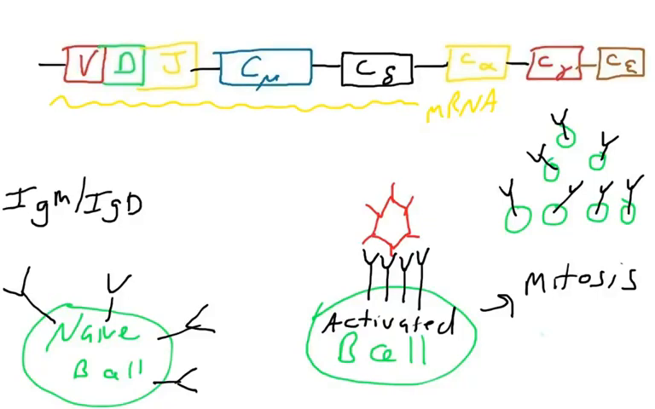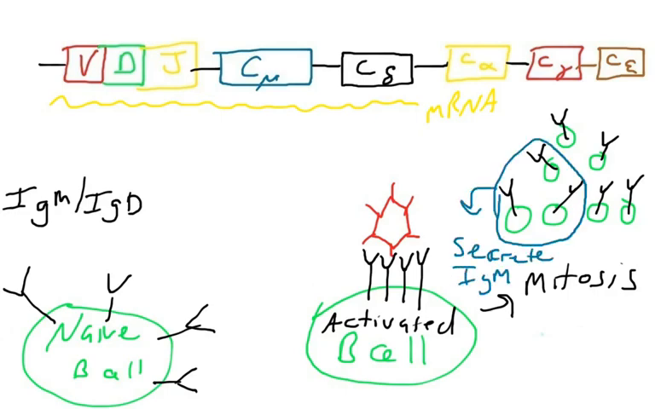Okay, so let's review. Naive B cells express IgM and IgD on their surface. If a naive B cell encounters an antigen that matches its antigen binding site, the B cell becomes activated. Once that B cell undergoes mitosis, it makes an army of cells. Some of those B cells will secrete antibodies immediately, and that's secreting IgM.